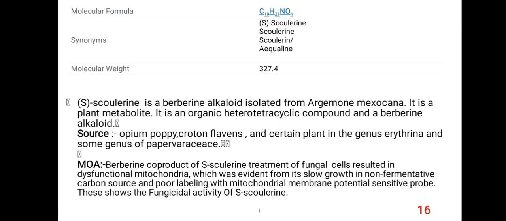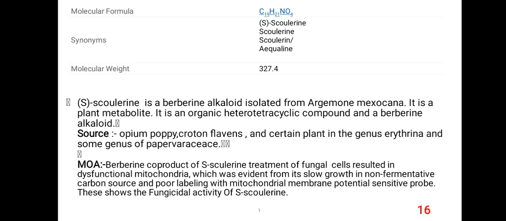Mode of action of sanguinarine: berberine is a co-product of sanguinarine. Treatment of fungal cells resulted in dysfunctional mitochondria, which was evident from slow growth on non-fermentative carbon source and poor labeling with mitochondrial membrane potential sensitive probe. This shows the fungicidal activity of sanguinarine.